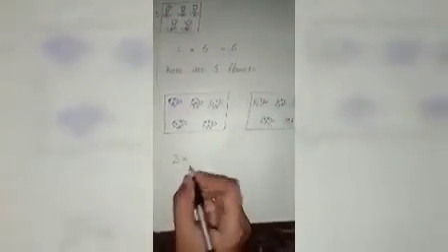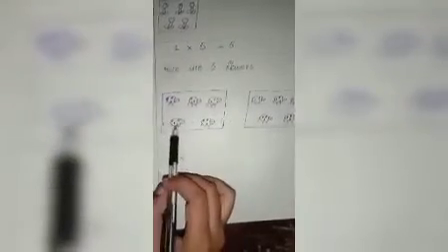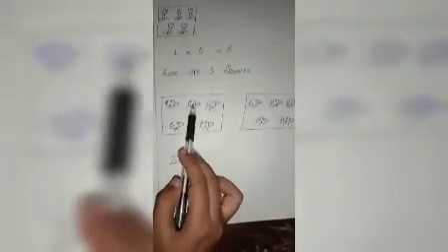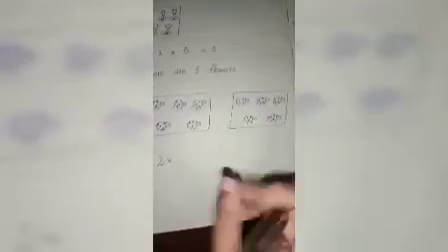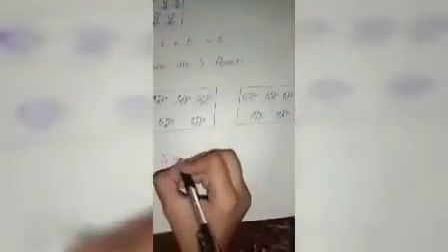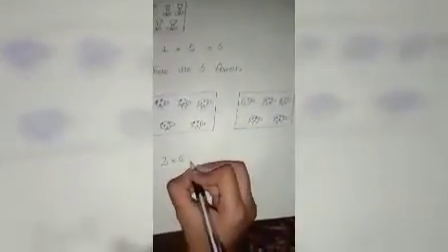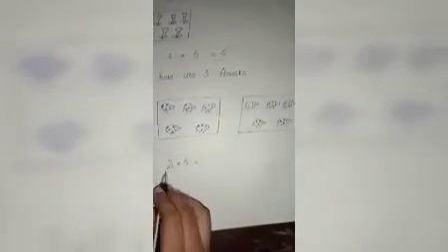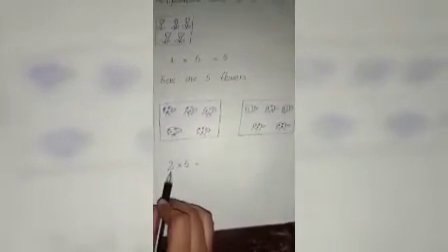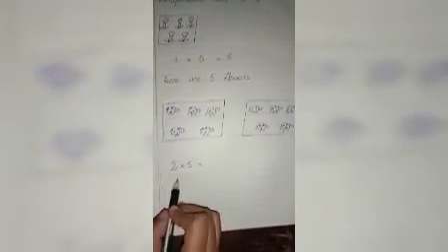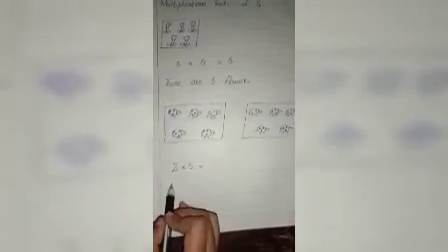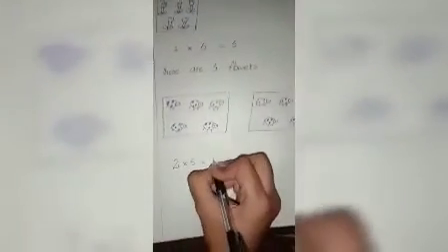Sign of multiplication. Then the number of objects. There are 1 2 3 4 5 objects in the first group, and 1 2 3 4 5 objects in the second group. So what are we going to write here? We are going to write 5 here because there are 5 objects in each group. Then the sign of equals. 2 multiplied by 5. Level 1, you have to memorize the table. As I already told you, 2 1s are 2, 2 2s are 4, 2 3s are 6, 2 4s are 8, 2 5s are 10.